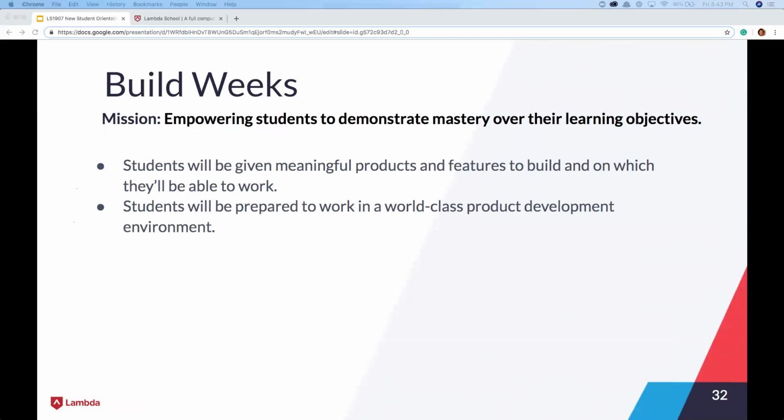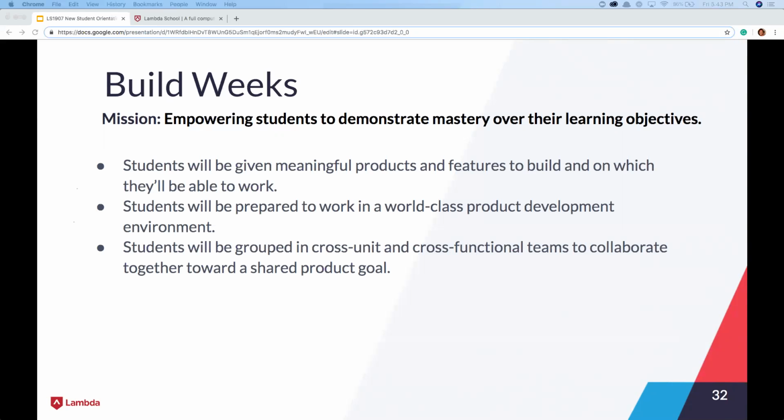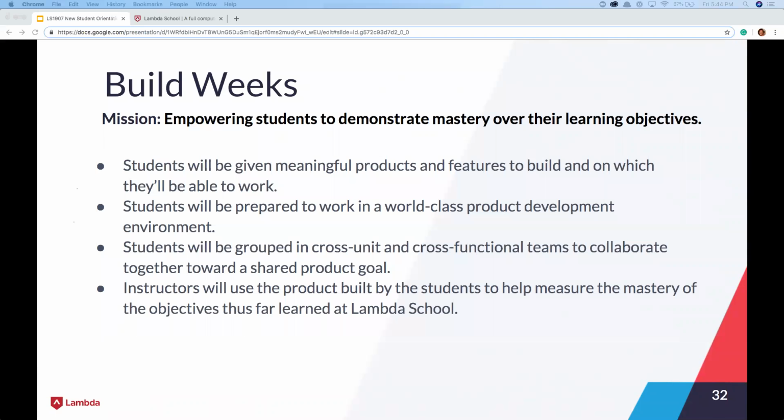So you guys are going to be given meaningful products and features to build on. You'll be prepared to work in a world-class product development environment, and you'll also be grouped in cross-unit and cross-functional teams to collaborate together toward a shared product goal. Okay, and instructors are going to use the product that you build to help measure your mastery of the objectives you're learning thus far at Lambda School.